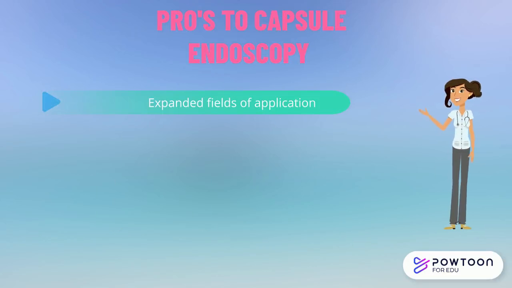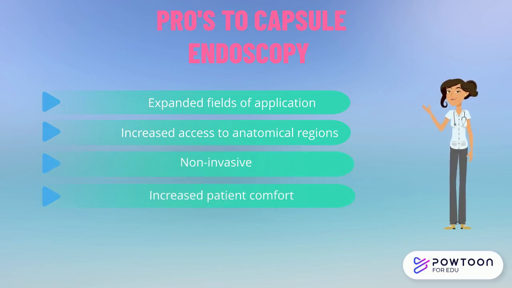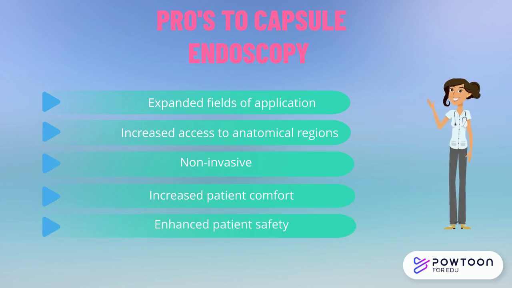Capsule endoscopy has expanded the fields of application, allowing for a higher diagnostic yield compared to other imaging modalities. It also has increased access to anatomical regions unattainable by conventional endoscopy. It can directly visualize mucosa of the entire small bowel, which has contributed significantly to the diagnosis of Crohn's disease. Additionally, capsule endoscopy has benefited overall patient well-being by being non-invasive, convenient, following a simple process that does not require sedation, while also contributing to enhanced safety measures.